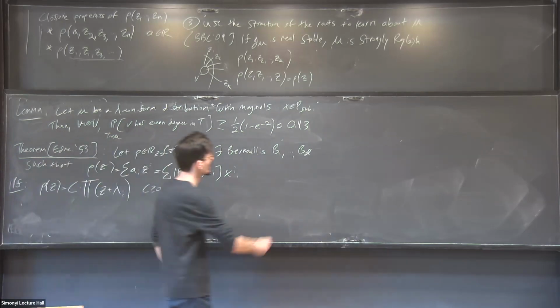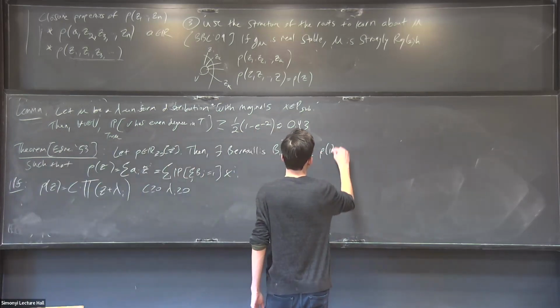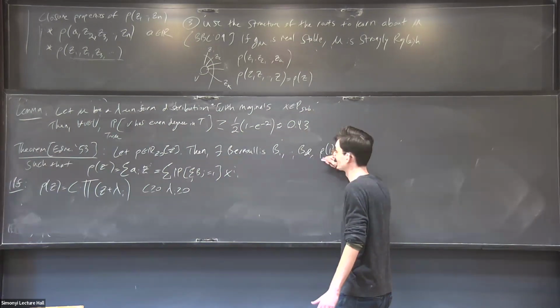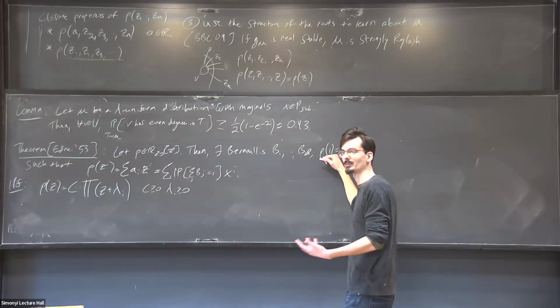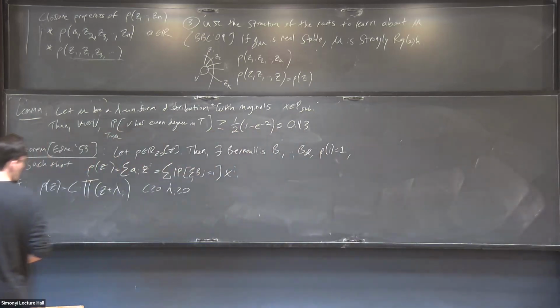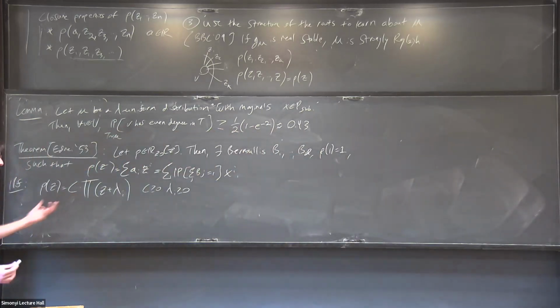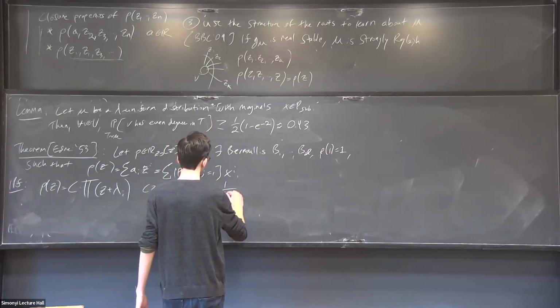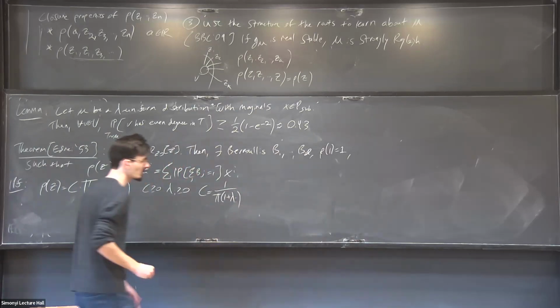I'm also going to assume that P of 1 is 1. And if not, you can rescale. But for us, it's going to be the case that P of 1 is 1 because we have a probability distribution. So the sum of the coefficients is just 1. So that actually tells me what C is. Because if I plug in 1, this is going to be 1 is equal to C times the product of these things. So C is going to be 1 over the product of 1 plus lambda I.